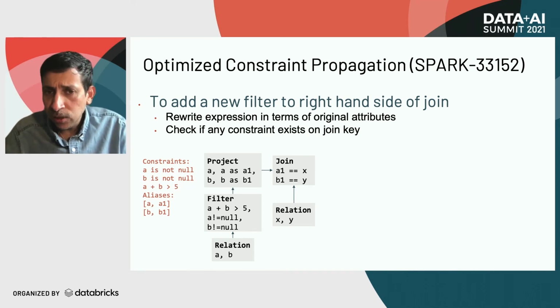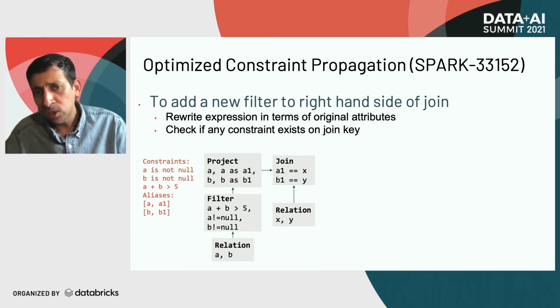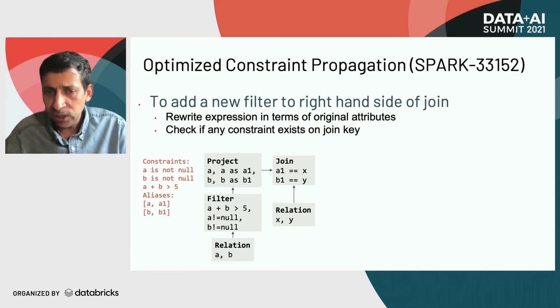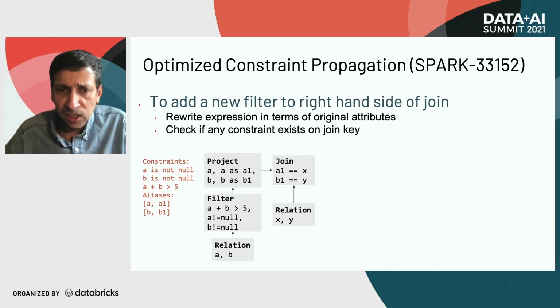How does it help in push down of the new filters on the other side of the join? Well, we take a look at the join keys and rewrite those join keys in terms of the original attributes. In this case, A1 is an alias to A and B1 is an alias to B. A1 and B1 are the join keys, so A1 and B1 are rewritten in terms of A and B.